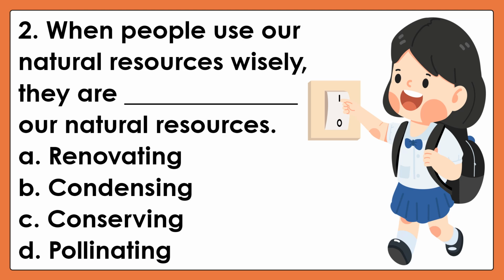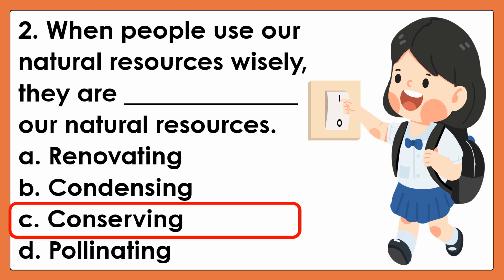Number 2, when people use our natural resources wisely, they are blank our natural resources. A. Renovating. B. Condensing. C. Conserving. Or D. Pollinating. The correct answer is letter C. Conserving.